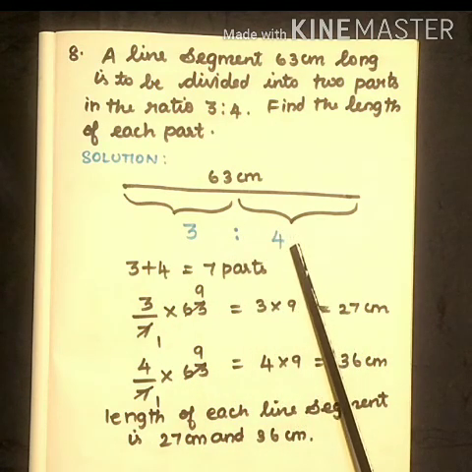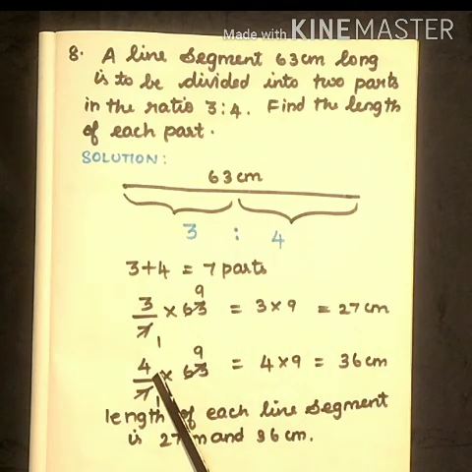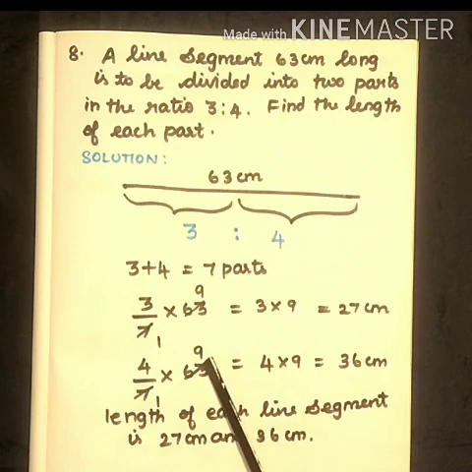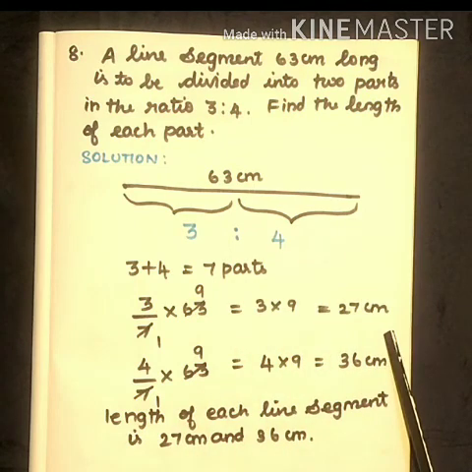Next you have to find for 4 parts. 4 in the numerator, total parts in the denominator, into 63. 7 ones are 7. 7 nines are 63. 4 nines are 36. So the length of each line segment is 27 centimeter and 36 centimeter.